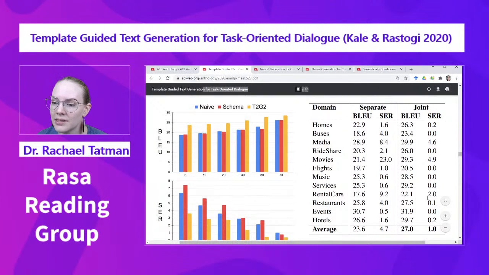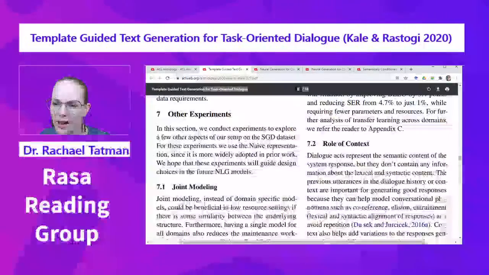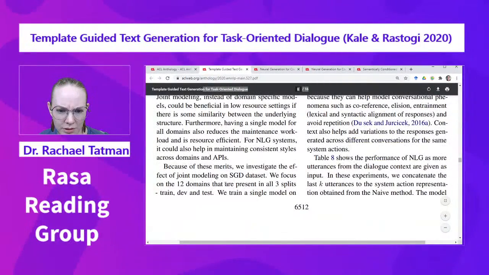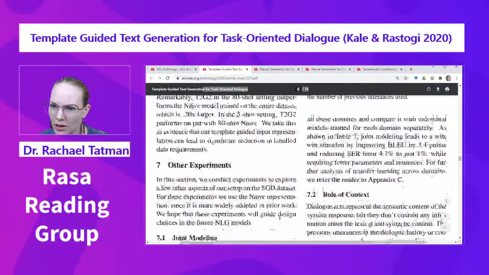So that's this one, and looking at models that were trained separately on each of these, they have lower BLEU, higher SER. So this is 23%. Which is still very high, but it can be reduced to 5% with a single model.